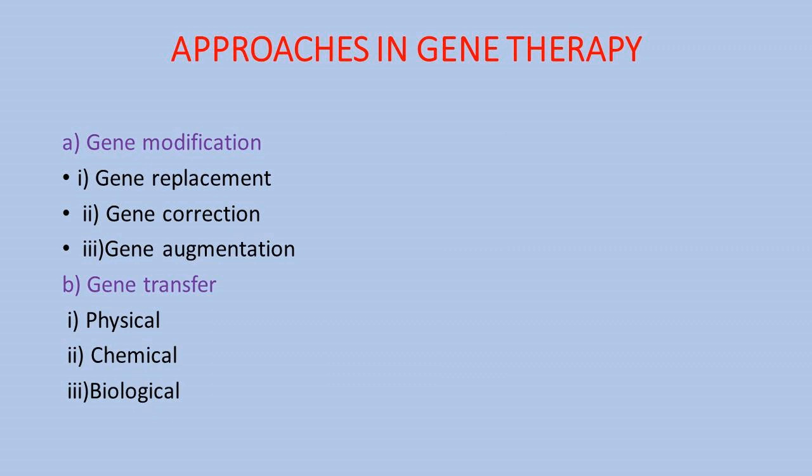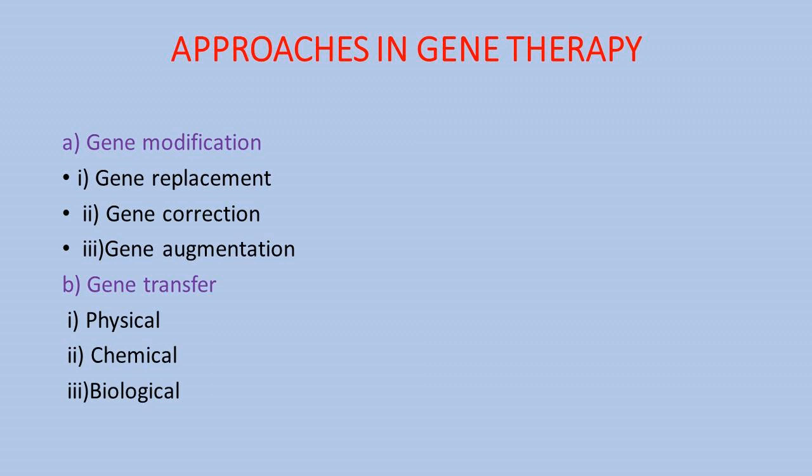Next are the approaches used in gene therapy. There are various approaches like gene modification and gene transformation. In the gene modification method, a defective gene is modified to render it functionally normal. It includes three sections: gene replacement, gene correction, and gene augmentation.